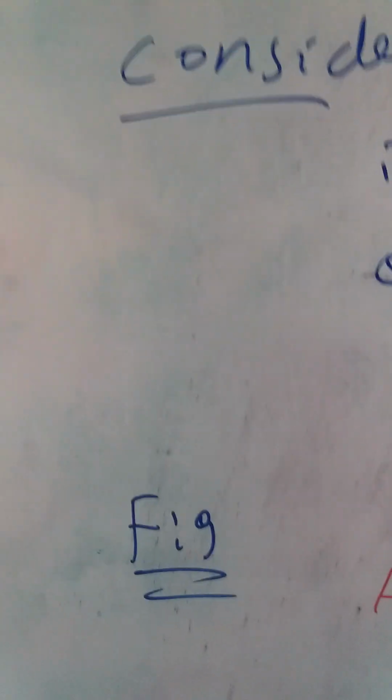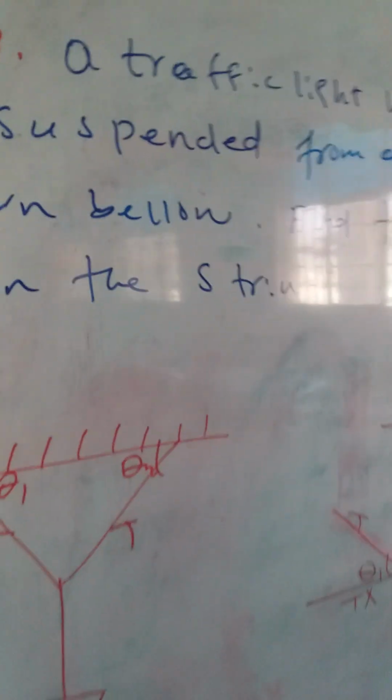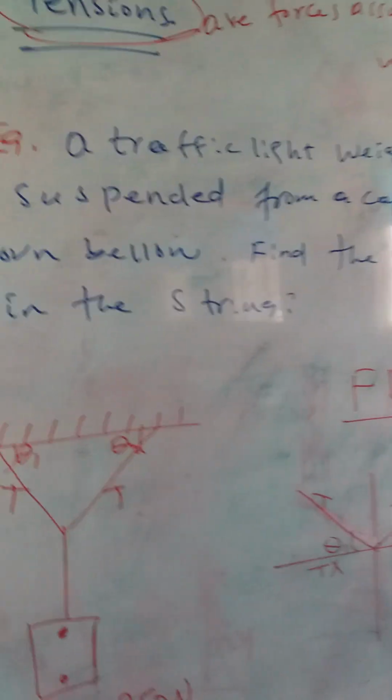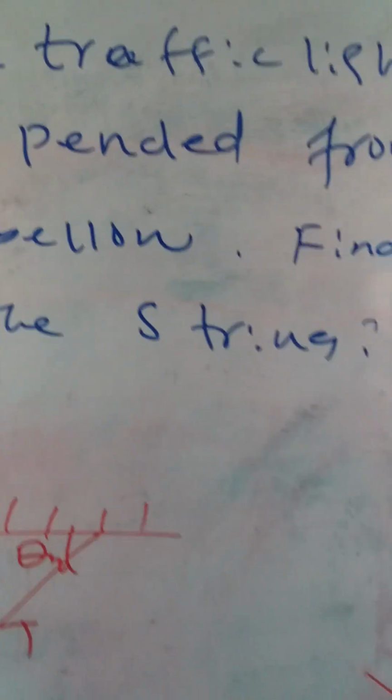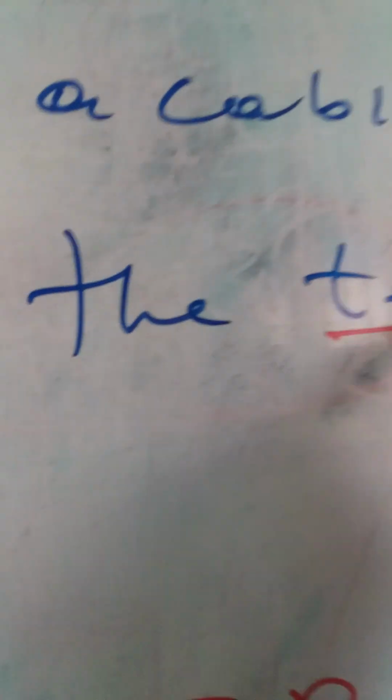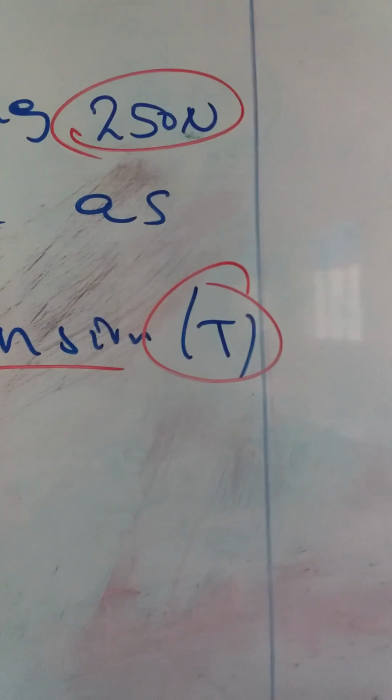So today let's consider a traffic light. Consider this example: a traffic light weighing 250 Newton. Its weight is given as 250 Newton, and it is suspended from a cable as shown in the figure below. Find the tension T.